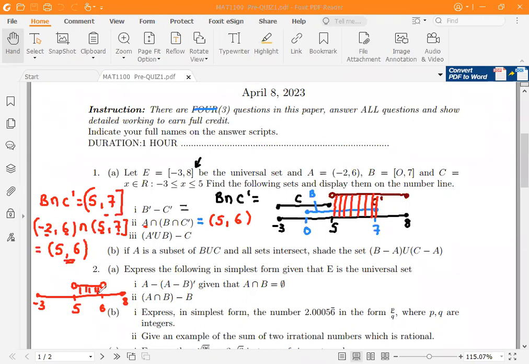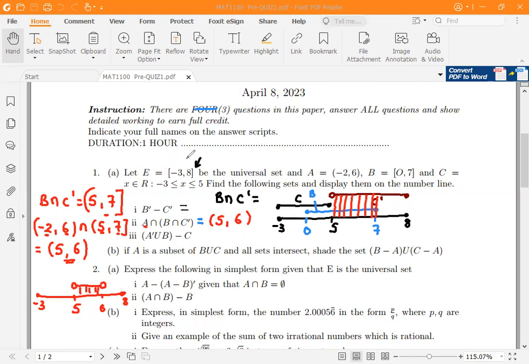Sir, on the C part, I wanted to ask if it's okay to say -infinity, -3. Is it okay? The universal is here from -3 to 8. So we don't have infinity. You use infinity when the universal is a set of real numbers. Okay, thank you, sir.